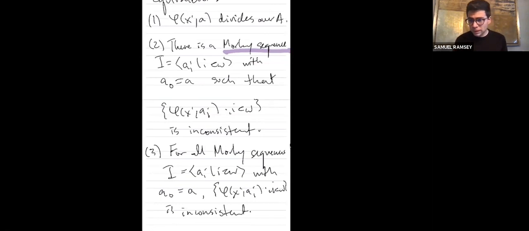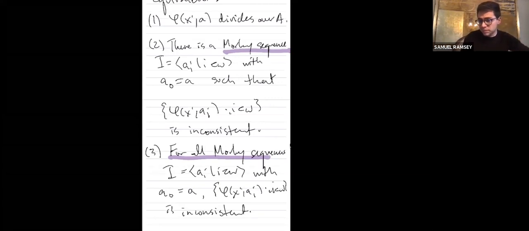Okay, so before we delve into what this means exactly, what I would like to observe is that dividing is an existential condition. So what are you doing when you say that a formula divides? You say there is an indiscernible sequence with a certain property, namely that if you move your formula along that sequence, you get something inconsistent.